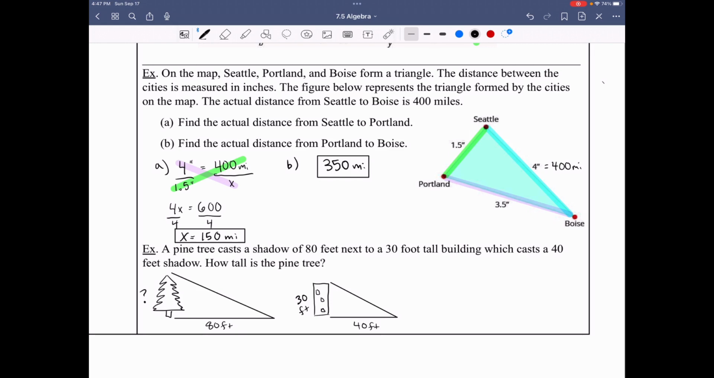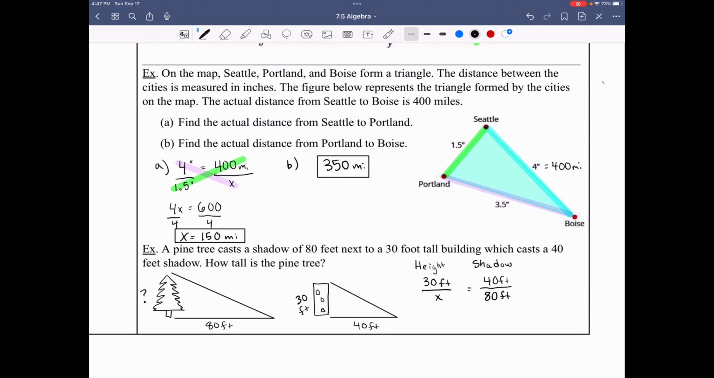All right, let's set up a proportion. Some of you might not need to set up a proportion, but just for the practice. We're going to have the height of the object versus the length of the shadow in our proportion. The height of the building is 30 feet. The shadow of the building is 40 feet, and we want to make sure that building goes next to building. Then we don't know the height of the tree, but the shadow of the tree is 80 feet. So I put that in the shadow column.